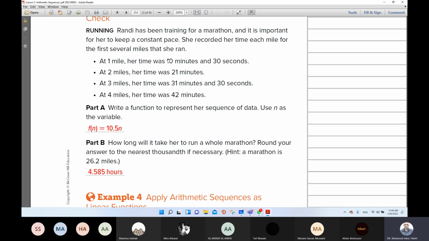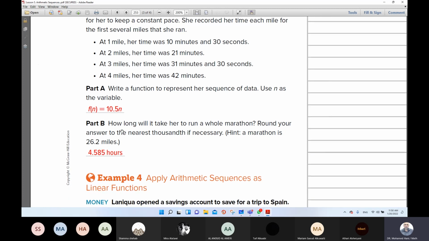So as you see here, we have 10.5. If you add 10.5 plus 10.5, you will get 21. 21 plus 10.5, you will get 31.5. 31.5 plus 10.5, you will get 42. So the D here equals 10.5. So the equation will be Fn equals 10.5n.